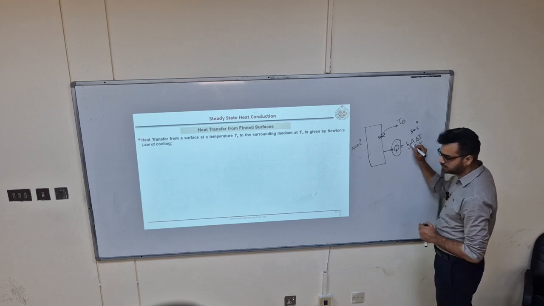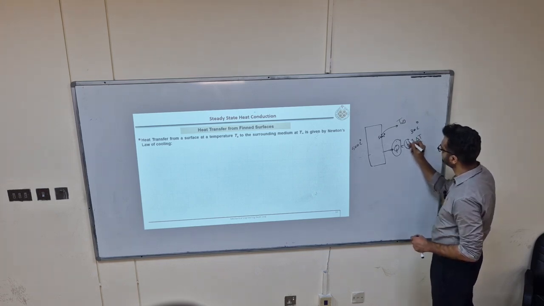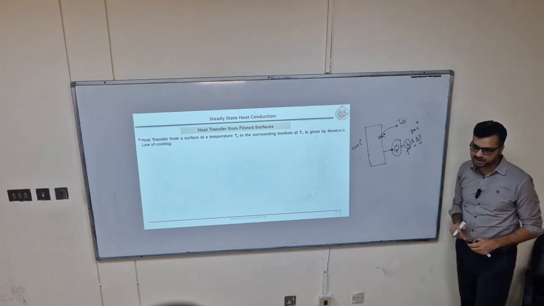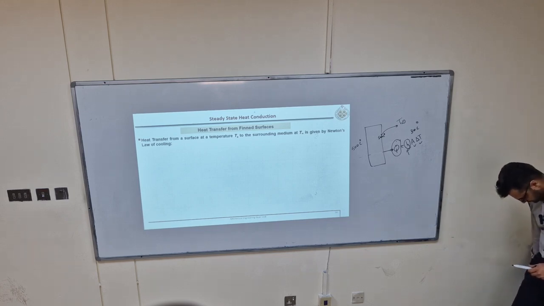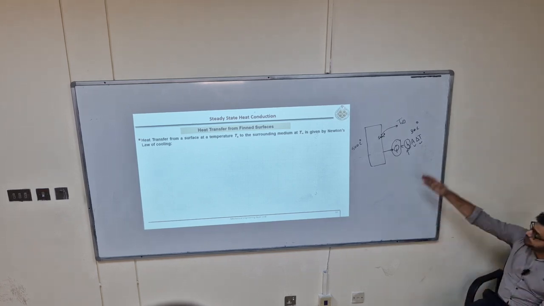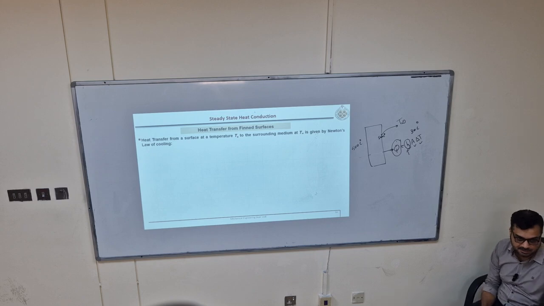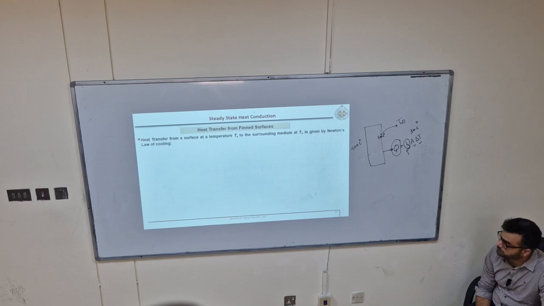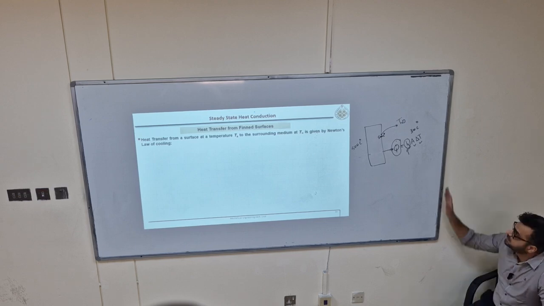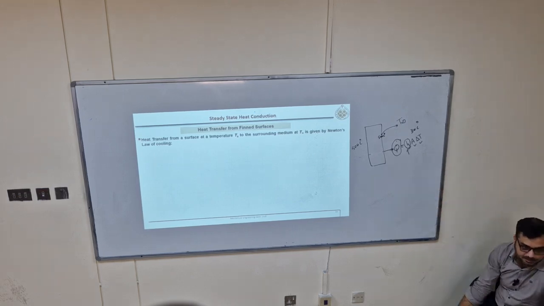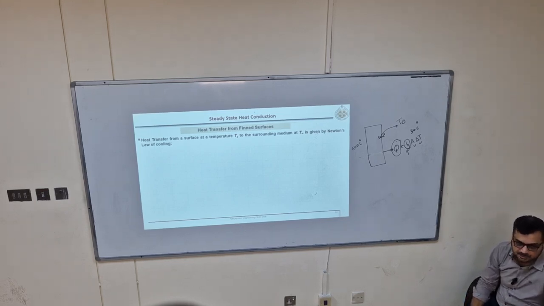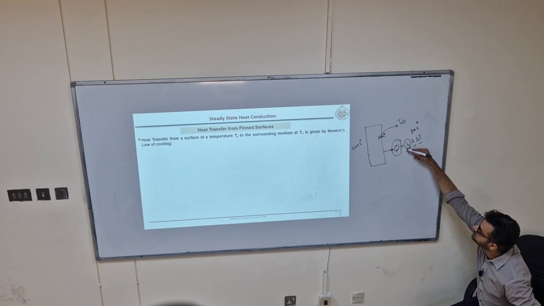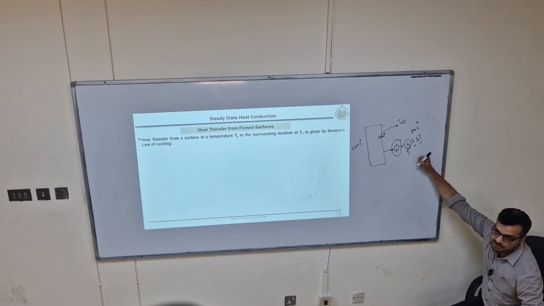One way to increase this Q is to increase this H. How can H be increased? Yeah, instead of having natural convection, use forced convection. Forced convection means use a fan if it is air, or if there is liquid cooling, use some kind of pump which creates that turbulence. We go into the turbulent regime. So one way to increase Q is increasing H.